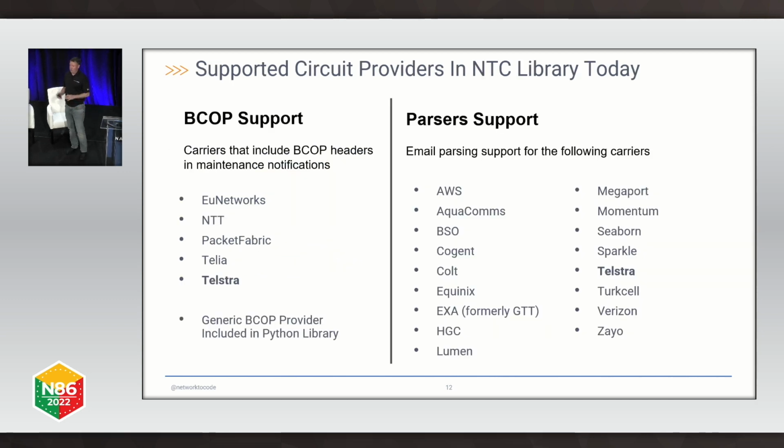So today in the Network to Code library that is available, we've got specific support for EU Networks, NTT, Packet Fabric, Telia, and Telstra. And there's a generic BCOP provider around that particular proposal. So if they just support it without any additional headers, we've got that all set to go. I'm not going to read everything on the right of all the carriers that we support via an actual text parser, but they're out there. We do support, if they don't want to be adding the headers for us, that we can still parse that information.